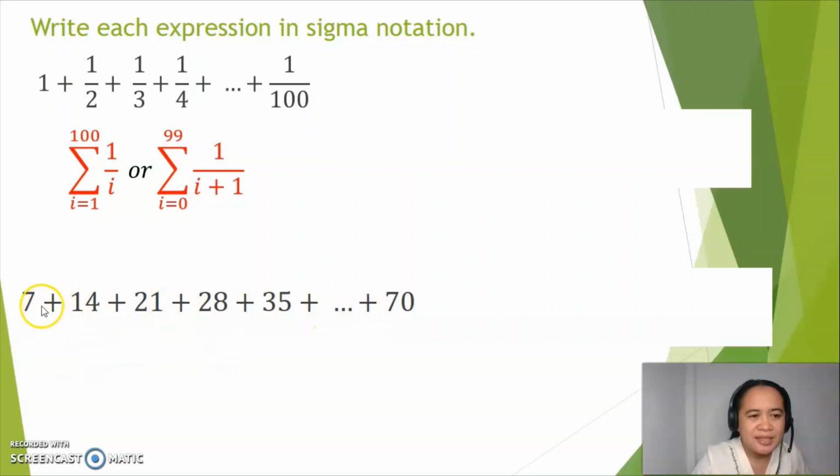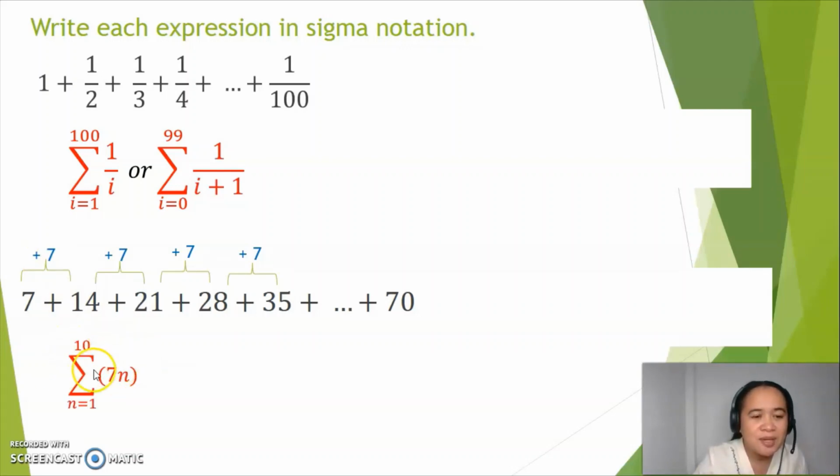Another example. So given this, 7 plus 14 until 70, let's rewrite this in sigma notation form. So to do this, let's identify first the interval of the given. So take note, from 7 going to 14 until 70, we keep on adding 7. So the first term is 7, and the common interval is plus 7. So the summation here would be the summation of 7n, where n starts from 1 until 10.